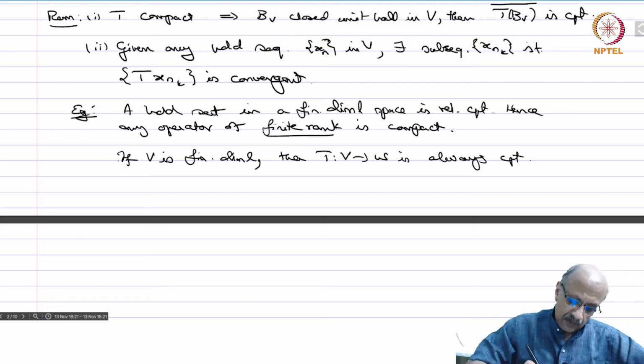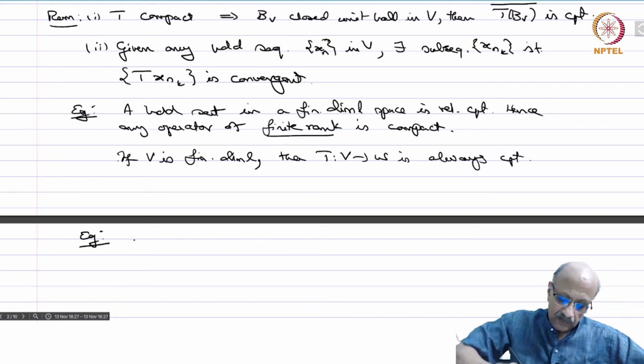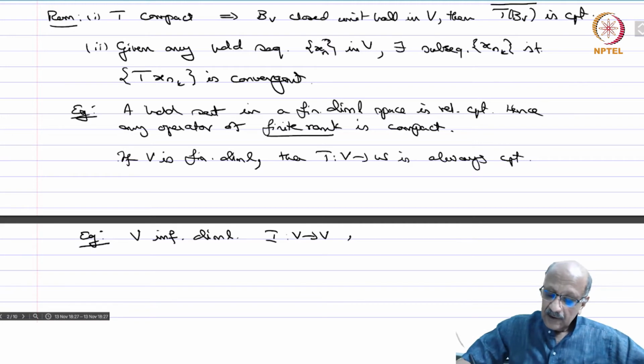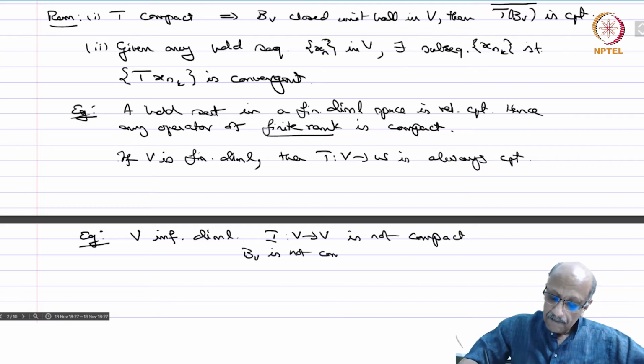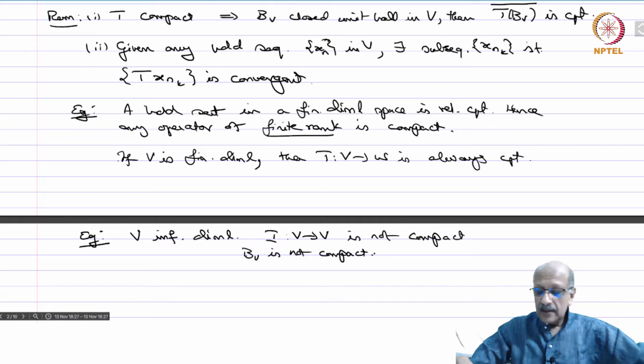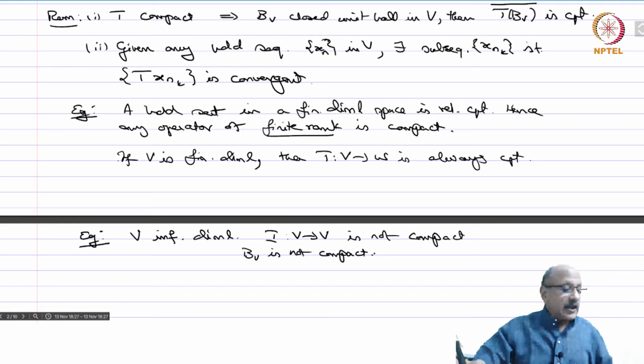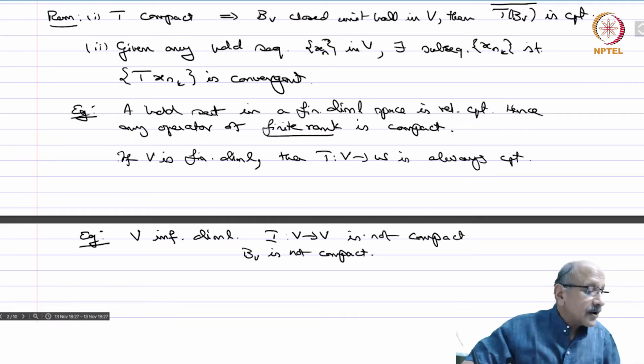Okay, so example again. If V is infinite dimensional, then I from V to V is not compact, because BV is not compact, and that's the image of the unit ball. Therefore, if you have the identity map, then it is not compact.